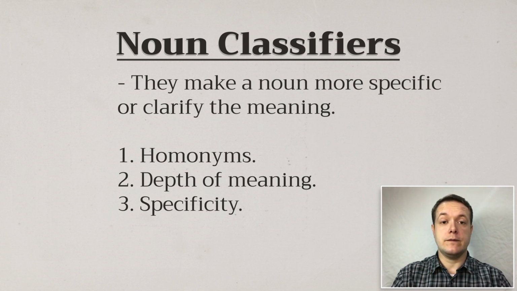Now we'll talk about how a noun classifier does that in three different ways, and then we'll use examples to help make it easier to understand. So the three ways that a noun classifier makes something more specific or clarifies the meaning is by one, differentiating between homonyms, which are two words with the same spelling but different meaning, two, adding a depth of meaning to the noun, or three, making a noun more specific. So what do we mean by that? Let's look at some examples.